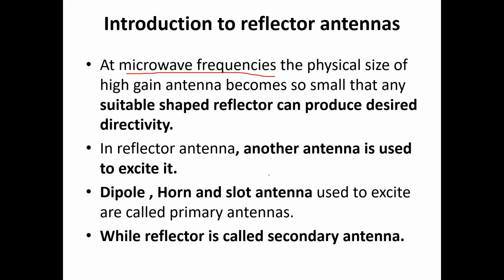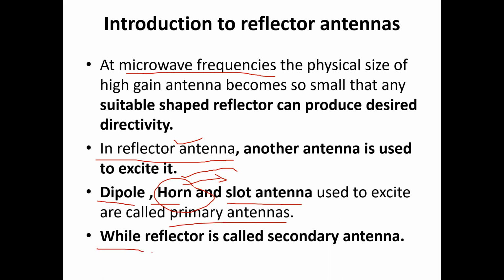In this reflector antenna, that is, this secondary antenna, we use another antenna to give the feed indirectly. That is, we need one active element to excite our reflecting antenna indirectly. This active element may be of different types. For example, it may be a dipole antenna, a horn antenna or a slot antenna. But in commercially available DTH service, we use the horn antenna as the active element. This is the primary antenna. Indirectly, the reflector antenna is excited. That's why it is called the secondary antenna.